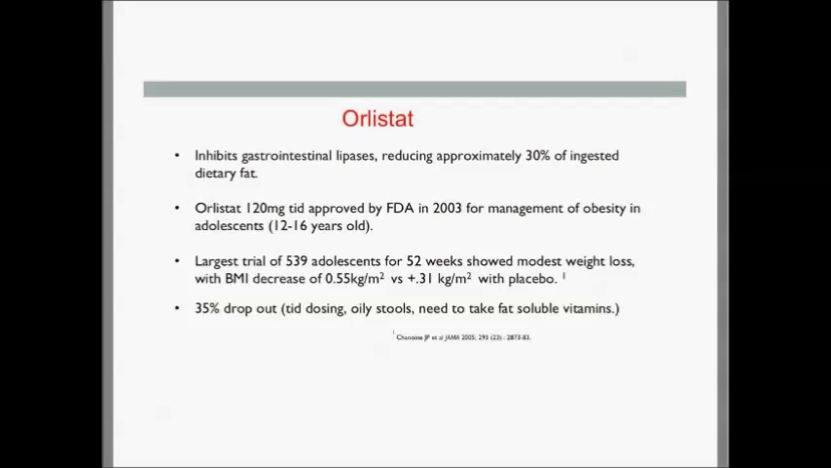So the only one that has been studied by the FDA is Orlistat. This is a drug that inhibits gastrointestinal lipases, reducing approximately 30% of ingested dietary fat. Orlistat was 120 milligrams TID. It has been approved by the FDA. It was approved in 2003. It is actually appropriate for 12 to 16-year-olds. It's over-the-counter as Alli. And they did a very large trial with a lot of kids, but the dropout rate was very high there. You can see 35% due to side effects. So I never touch this drug.